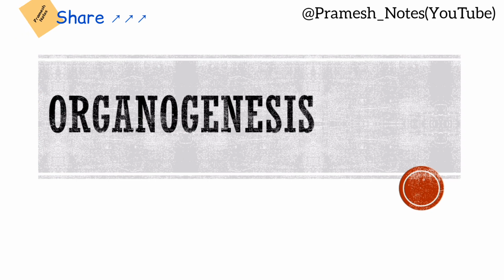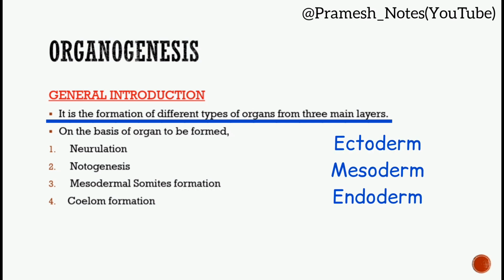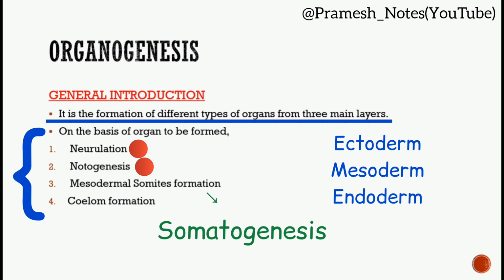In this video we are going to learn organogenesis. So first, it is really very necessary to know what organogenesis is. My dear friends, it is simply the formation of different types of organs from three main germ layers: ectoderm, mesoderm and endoderm. On the basis of the organ to be formed, we will learn organogeny in four main steps. These are neurulation, notogenesis, somatogenesis, which we also call mesodermal somites formation, and then finally coelom formation.